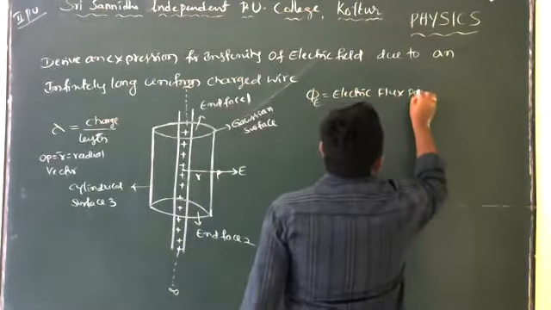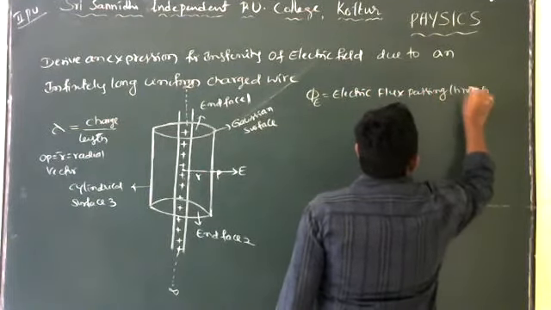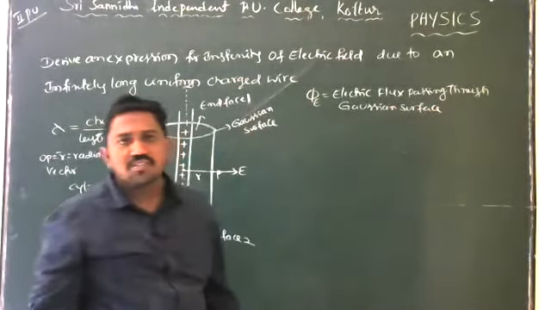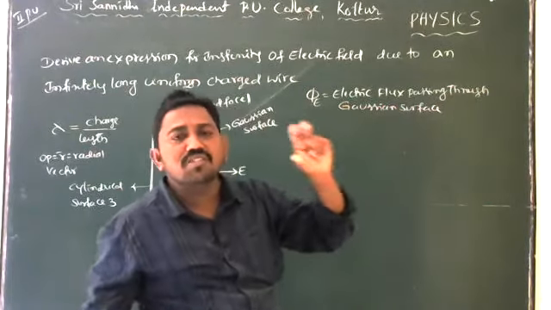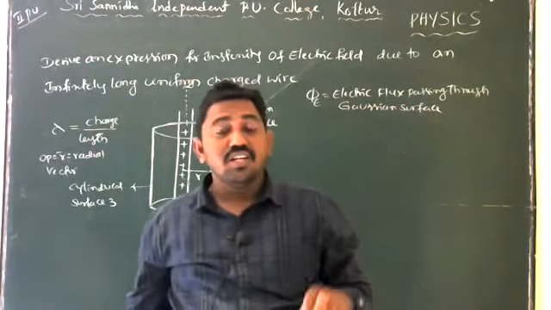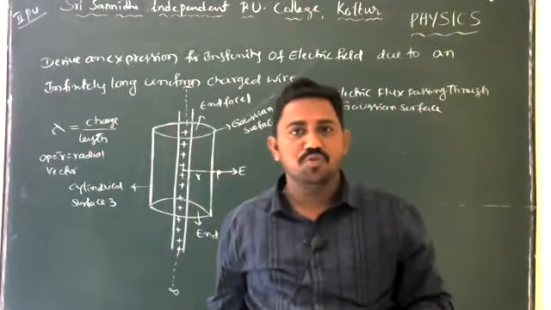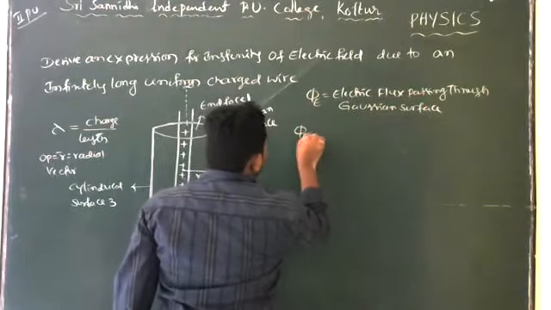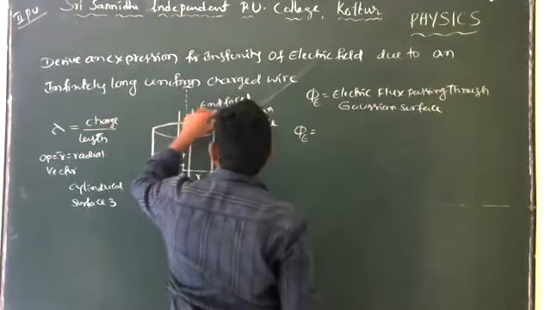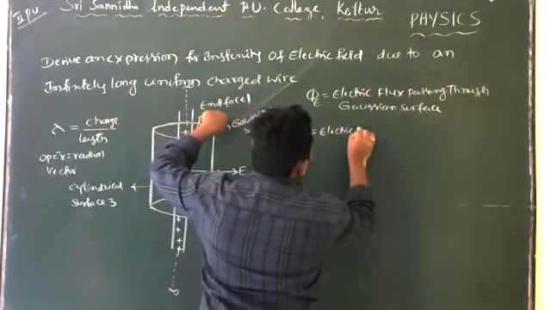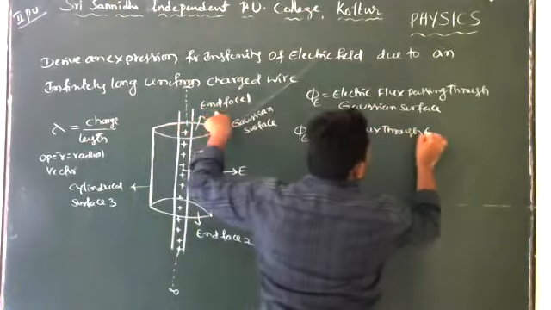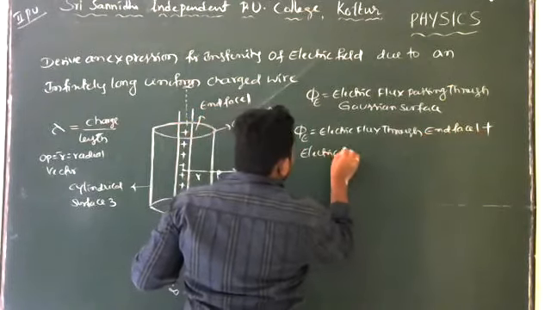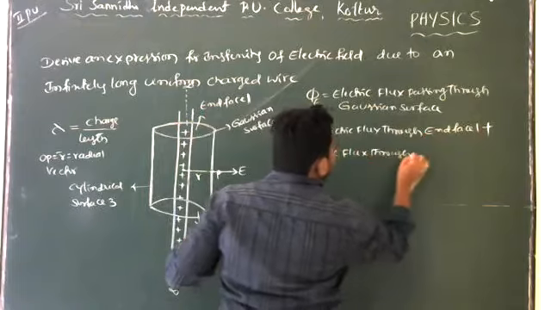Let phi be the electric flux passing through the Gaussian surface. We know the statement of Gauss's law: the total electric flux passing through any closed surface, that means a 3D surface, enclosing a charge is equal to 1 by epsilon naught times the enclosed charge. Here phi is equal to the electric flux through end face 1, plus the electric flux through end face 2.